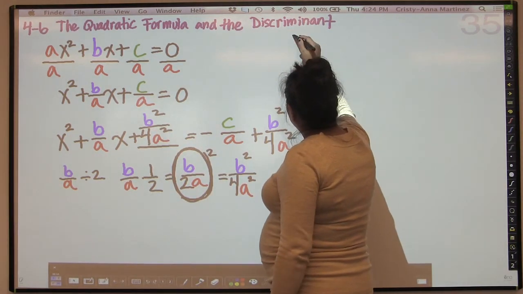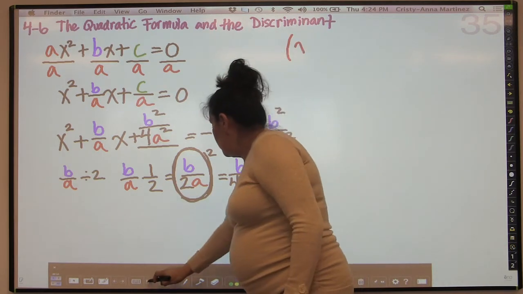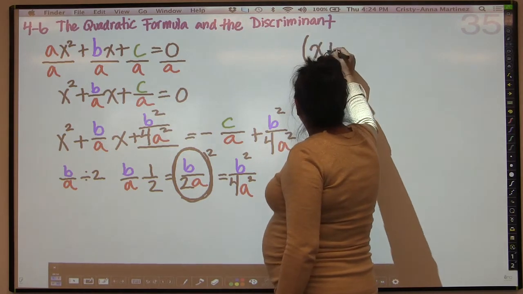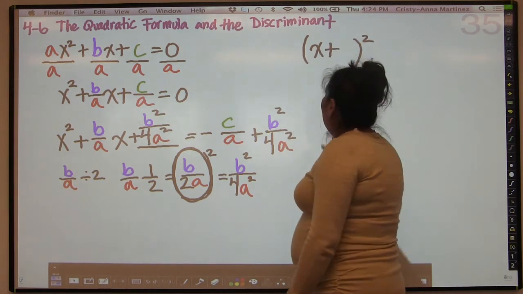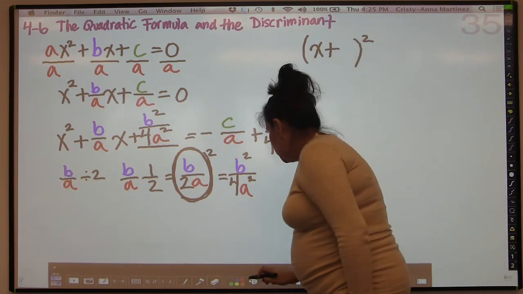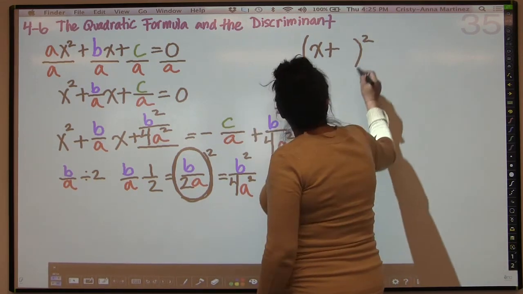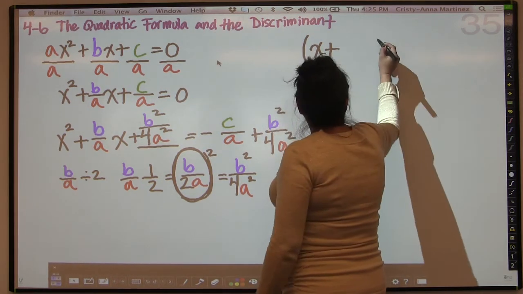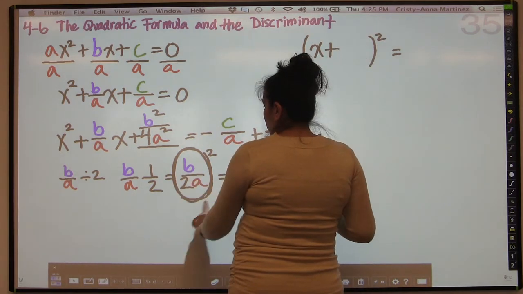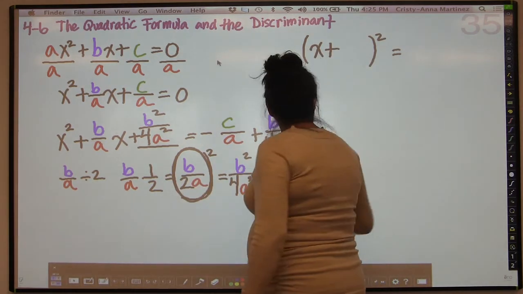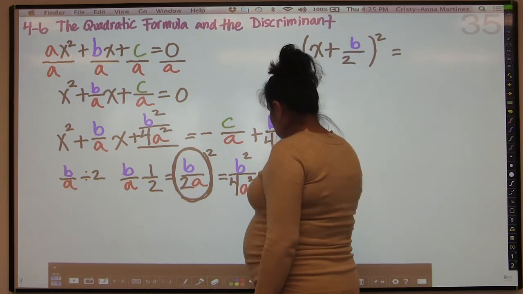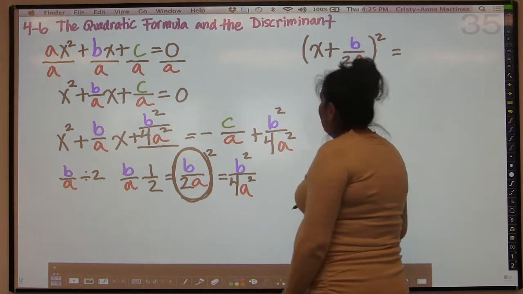And to do that, again, if you remember, we're going to write it like this, x plus something squared, and the something is going to be, I probably need more space, probably a little too close there. The something that we're going to be adding there is the number before we squared it, so the b over 2a. b over 2a goes right in there.